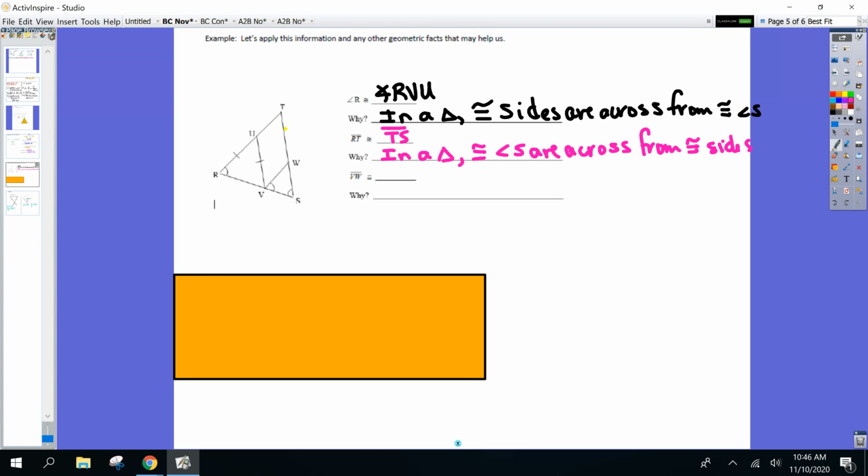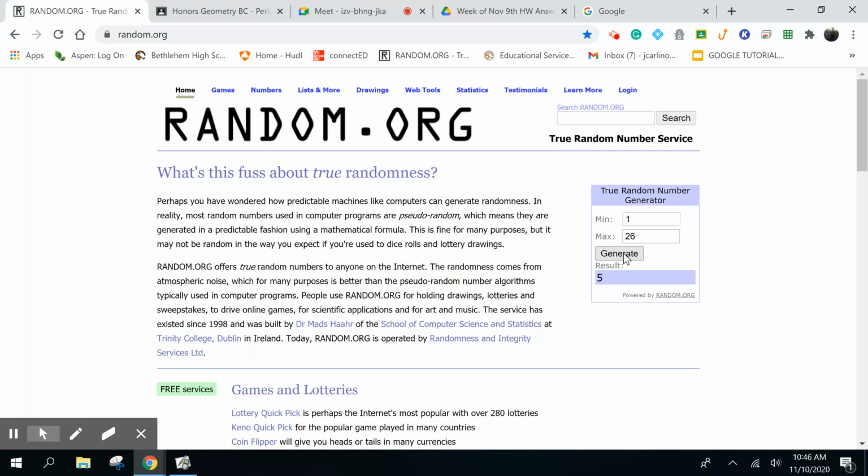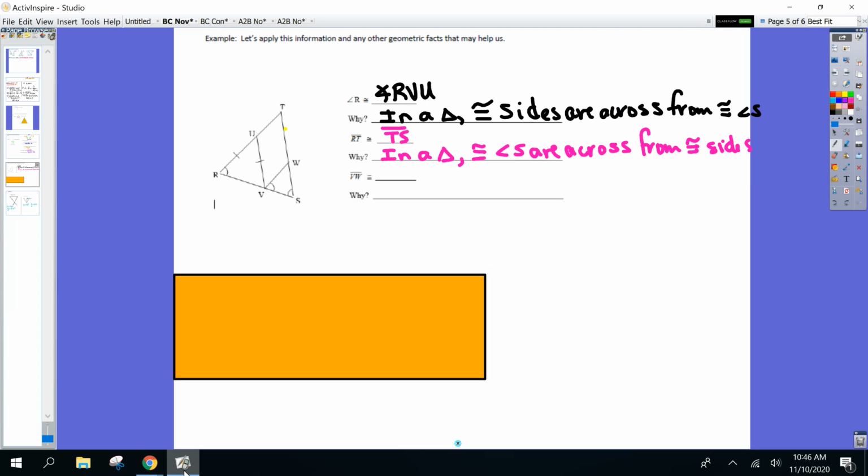All right, VW. VW. Find a triangle that has VW as a full side, and hopefully it'll be part of an isosceles triangle. VW. What do you got for me? VW and? BW and WS. WS. Everyone see that isosceles triangle right here across from those angles or congruent sides?